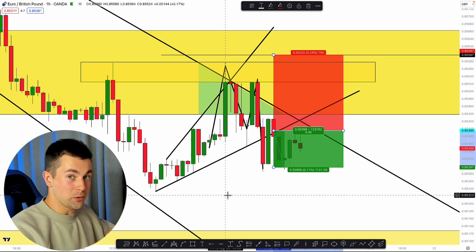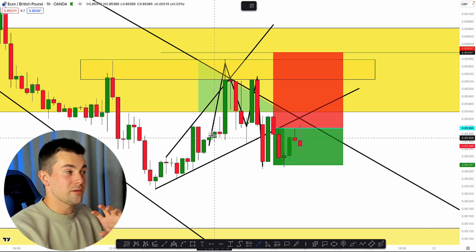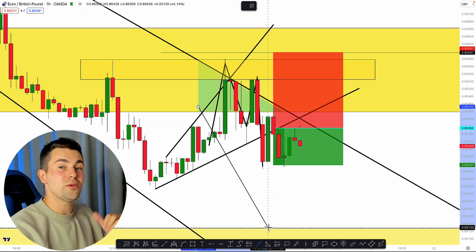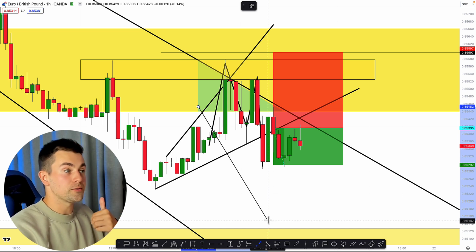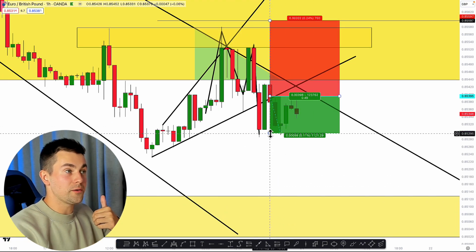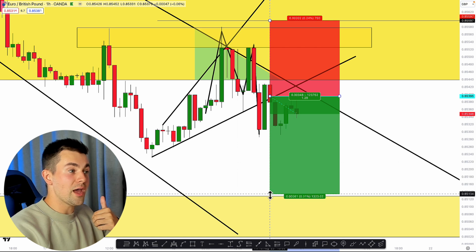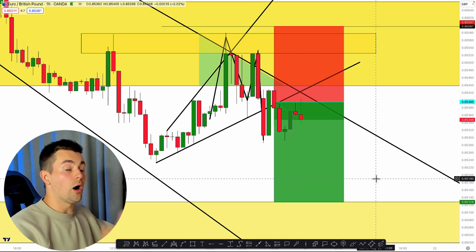Where is the target? As you remember, on a daily time frame, we made the prediction that the market will keep falling to the closest key daily structure support. Our key daily structure support is right here. So based on that structure will be the target for our trade.